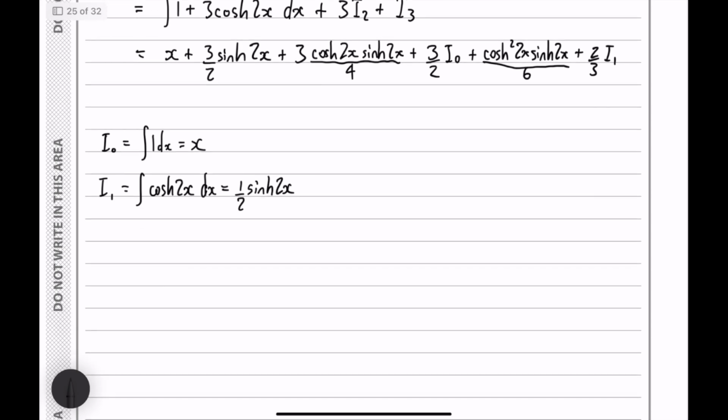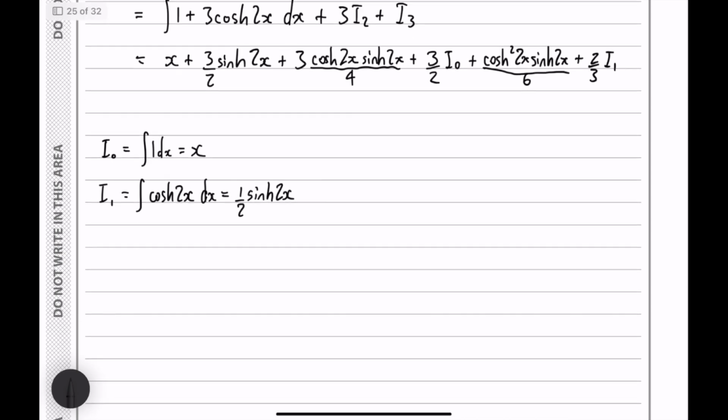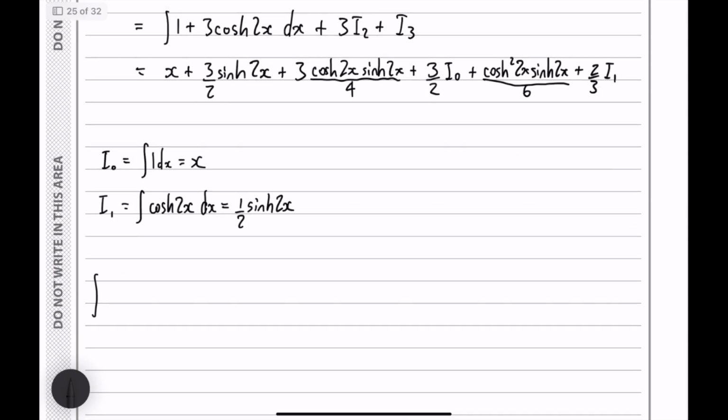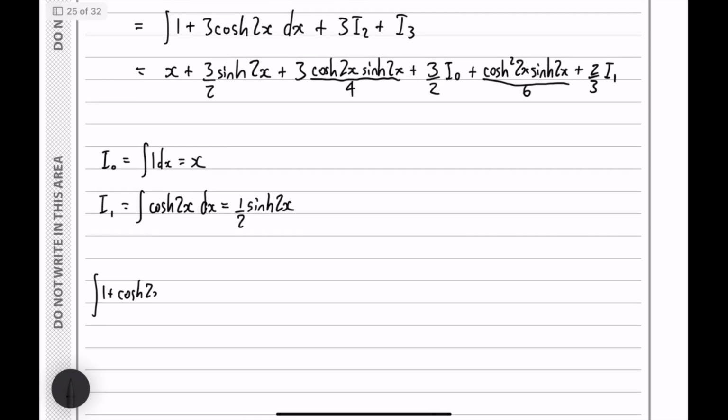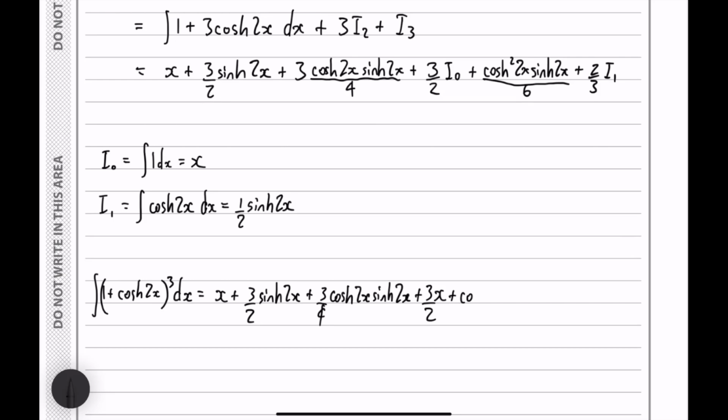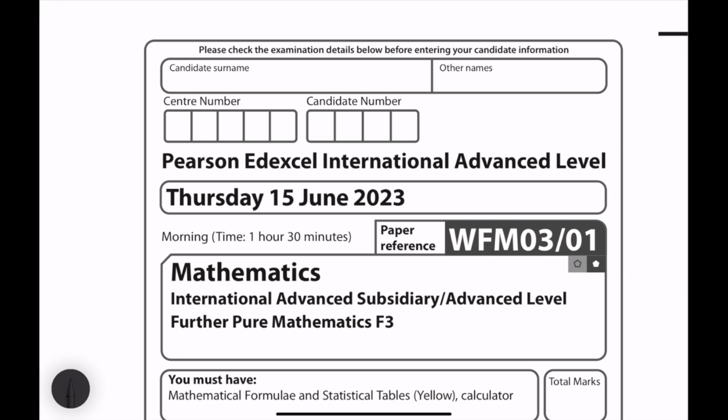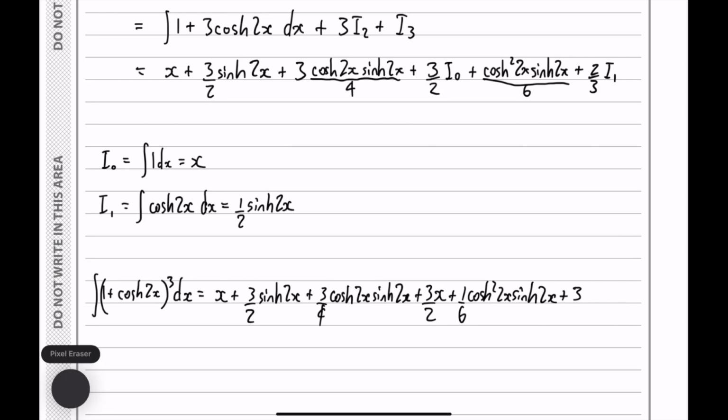So if we put that in and then simplify a few things, so our original integral, maybe I should rewrite this, 1 plus cosh 2x cubed is equal to x plus 3 over 2 sinh 2x plus 3 over 4 cosh 2x sinh 2x plus 3 over 2 I0, which is x, plus 1/6 of cosh squared 2x sinh 2x plus, sorry, not 3 over 2, 2 over 3 I1, which is a half, so it's now 1 over 3 sinh 2x.